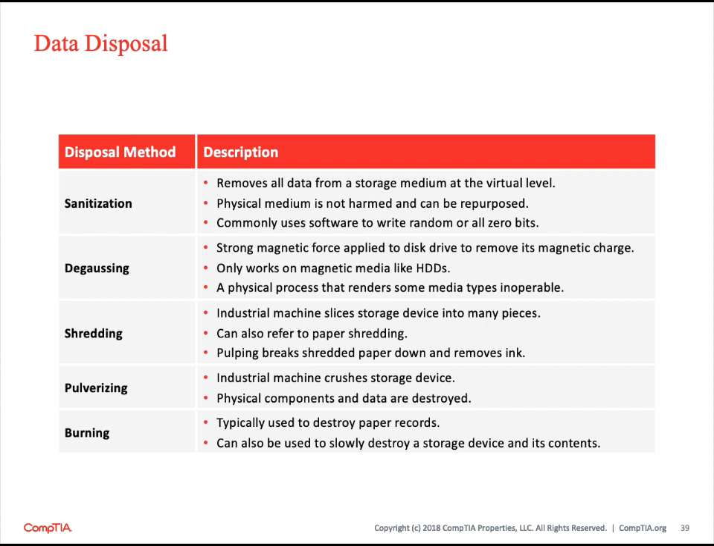And then we have pulverizing. So pulverizing is going to be an industrial machine that is going to crush that device until the physical device is completely destroyed. All the data is destroyed. And then, of course, we can burn things, right? So we might do this for paper records, but we can also burn storage devices. It'll probably take a little while, but it'll be completely destroyed in that case. So on top of that, maybe we just do all 5 of these and completely make sure that this data is never, ever, ever recovered.